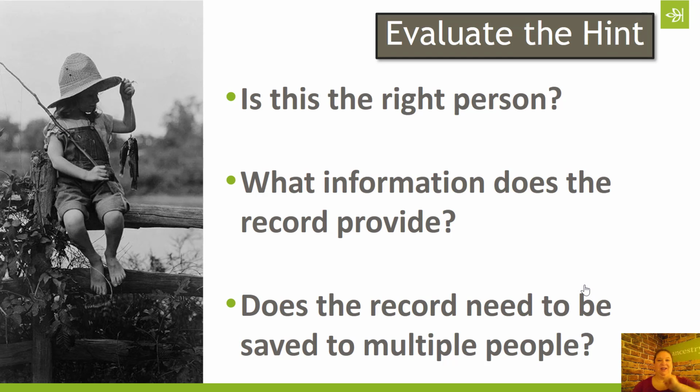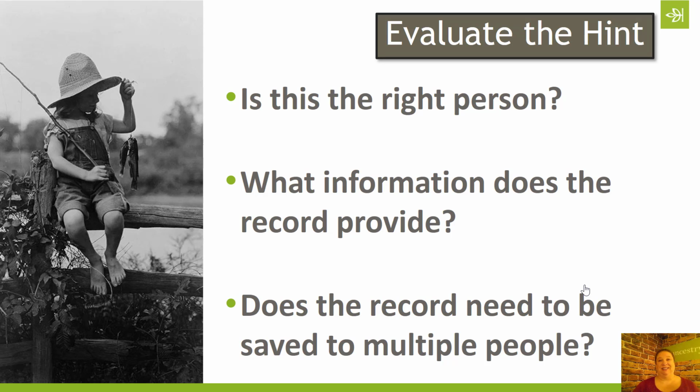Okay, let's go back to our list here to make sure we're staying on track. So the first thing you have to do when evaluating hints, make sure that it is the right person. The second thing is you need to look at what information the record provides. So always view that original image where possible.